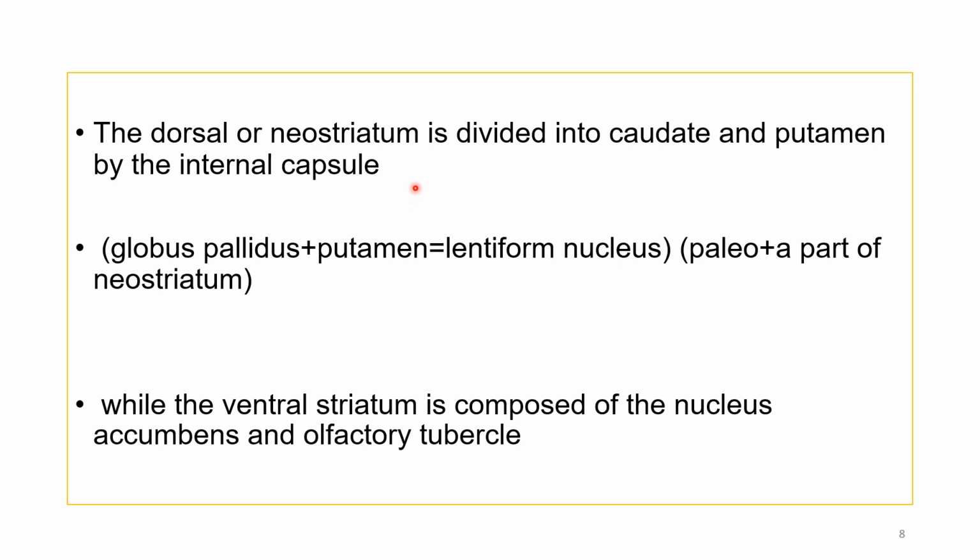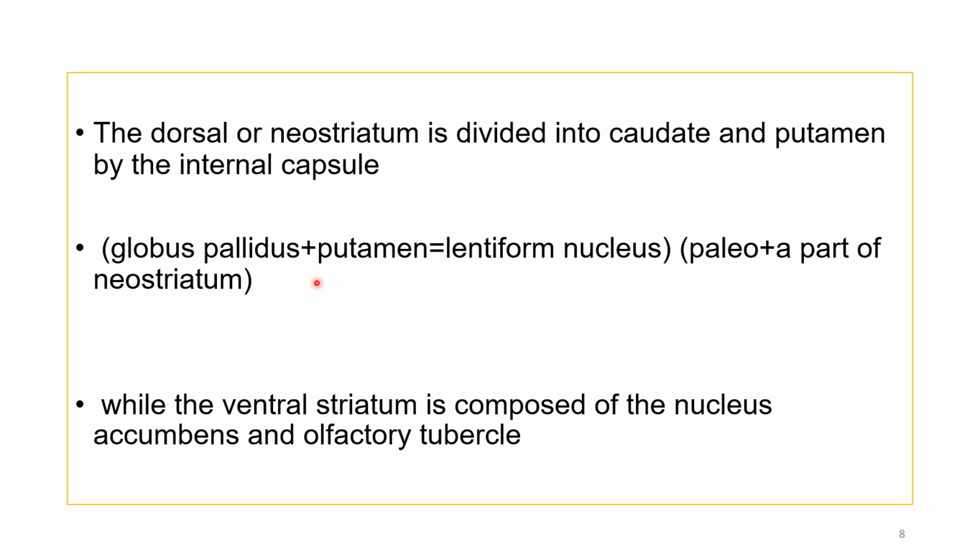The dorsal striatum, or neostriatum, is divided into caudate and putamen by the internal capsule. So the neostriatum, that is the dorsal striatum, is divided into two parts, that is caudate nucleus and putamen. So in between you have the internal capsule.